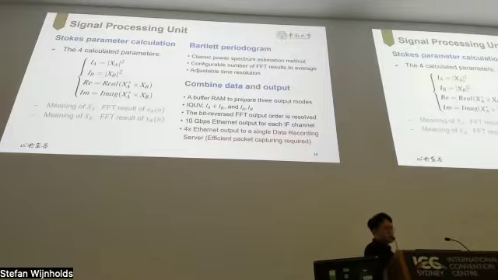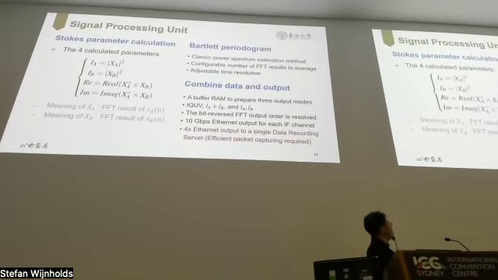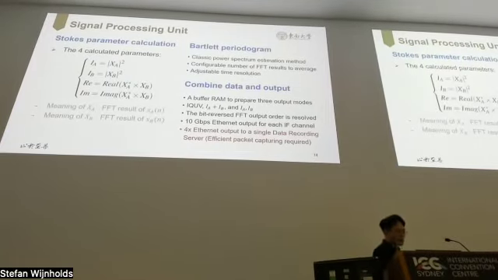And the last step is we combine the data and output. We use this buffer RAM to prepare the 3 output modes, which are IQUV, IA plus IB, and IA minus IB separately. And the bit reverse FFT output order is reversed in this step. And we have 10 gigabits per second Ethernet output for each IF channel. And the four channel output is fed into a single data recording server. So we need an efficient packet capturing method.